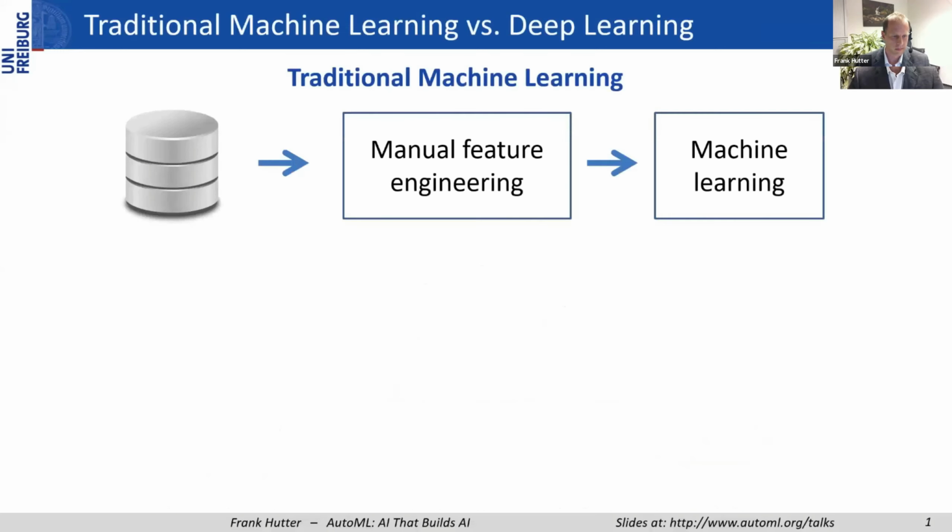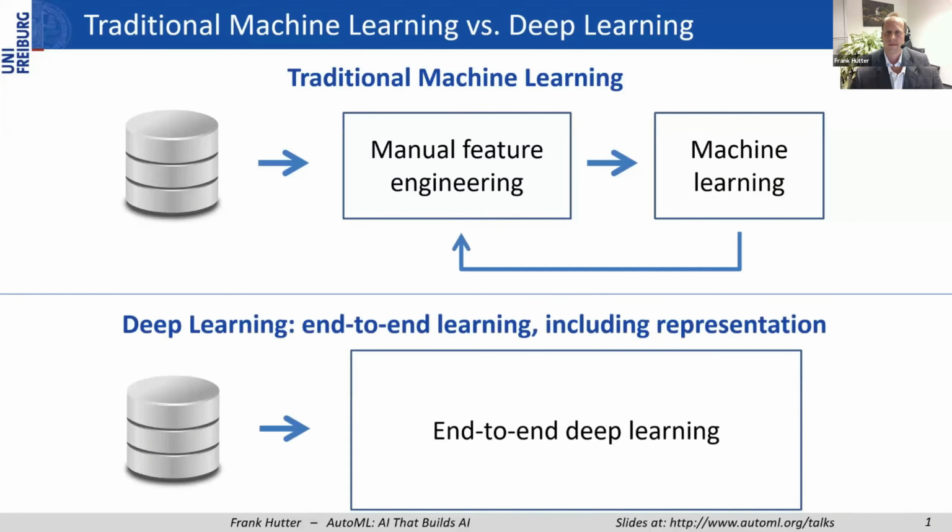Now, to motivate AutoML, let's actually start by looking at the success story of deep learning. So given some data, the traditional machine learning had as one part of its workflow this manual feature engineering step. And this would actually be interdependent with the actual machine learning. And what made deep learning so successful is that it allowed to bypass this manual step and integrate it directly into this end-to-end deep learning pipeline that would learn useful representations of the input data and then useful models given those representations.